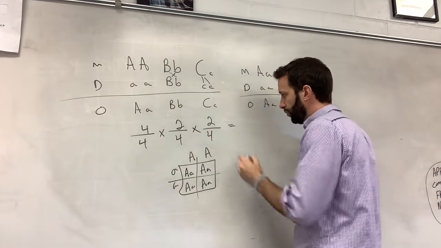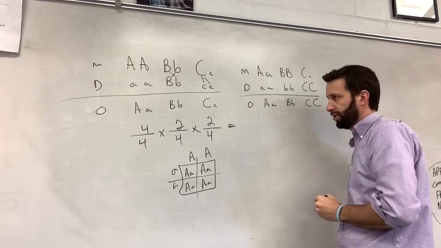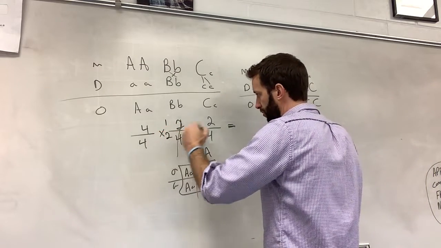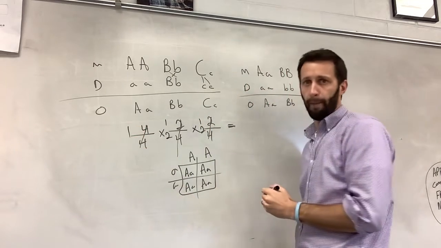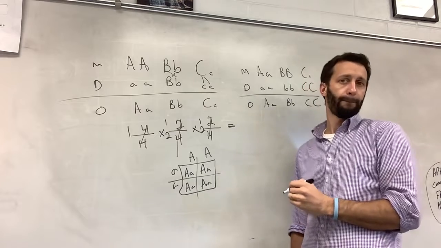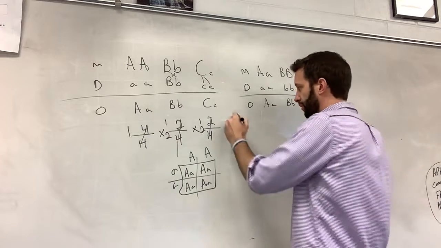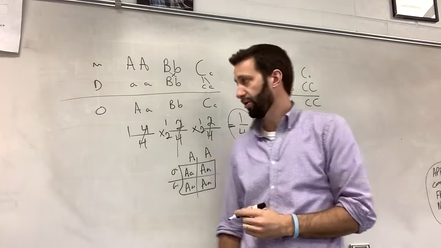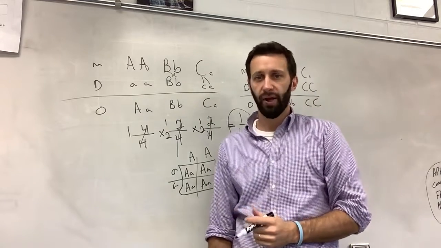And so when you multiply those out, the probability that that offspring is going to have those traits from those parents is going to be, it may be easier if you reduce, 1/2 times 1/2 times 1 is, y'all know how to multiply fractions, right? 1/4. We have a 25% chance of having an offspring with these traits. Any questions?